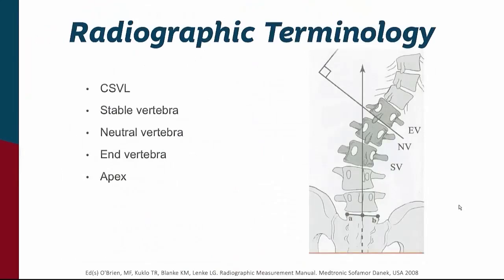The CSVL is the central sacral vertical line, which is a line drawn up from the midpoint of the sacrum. The stable vertebra is the vertebra that's bisected by the CSVL, the SV in this image, and then the neutral vertebra is the vertebra that is least rotated. So in this image, NV, where the pedicles are most evenly balanced.